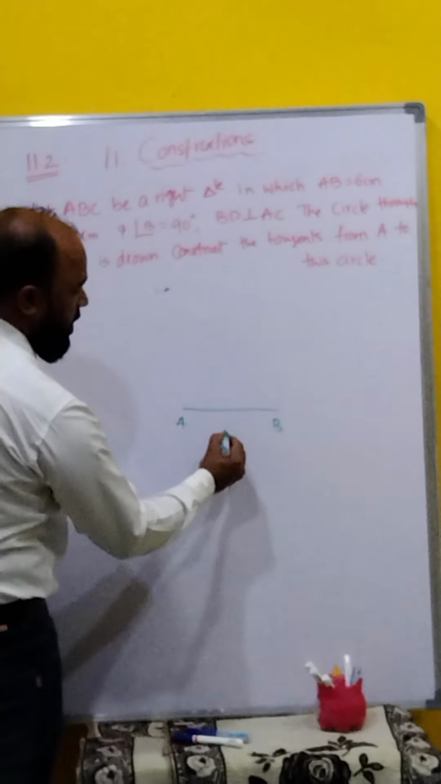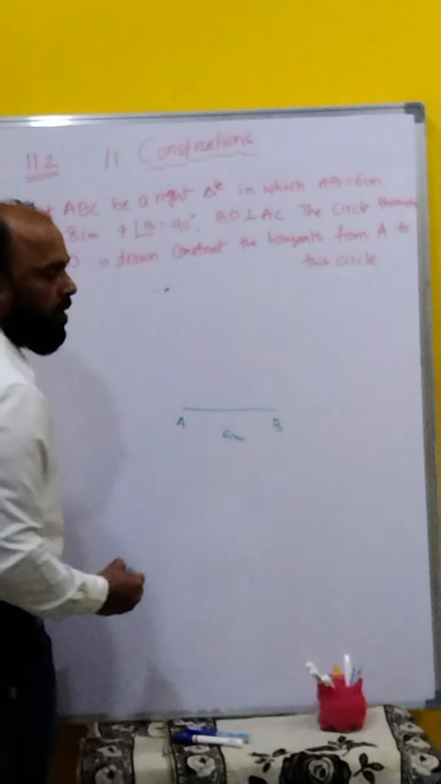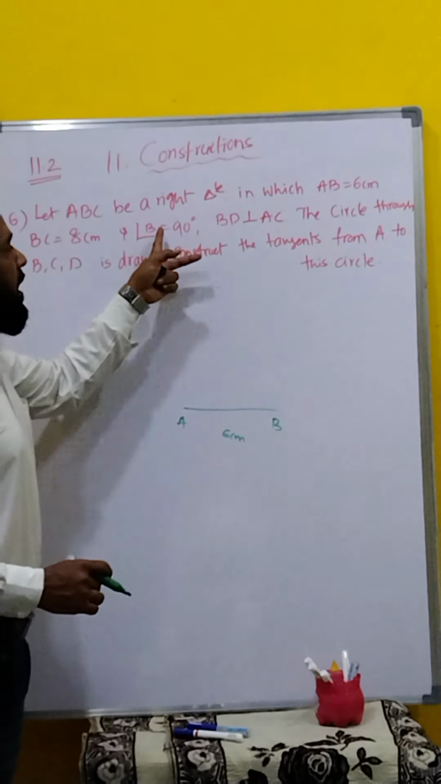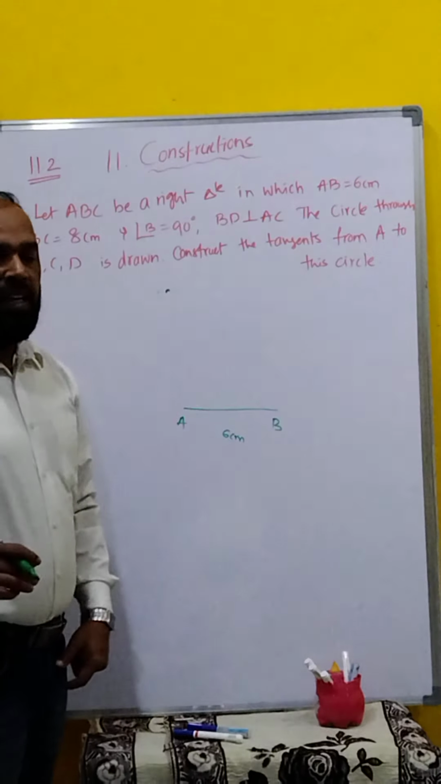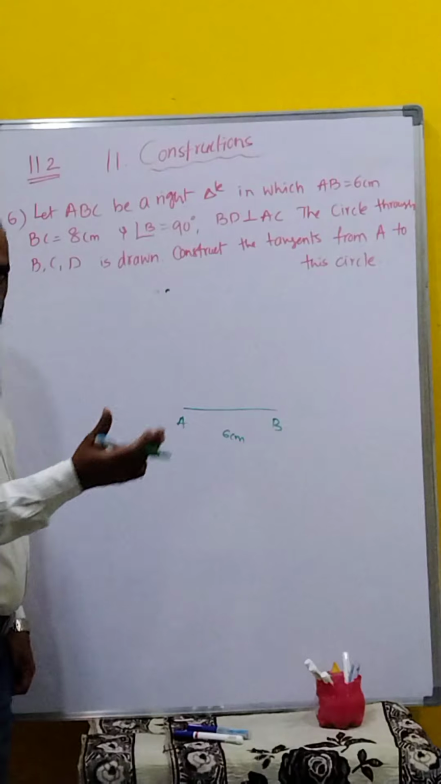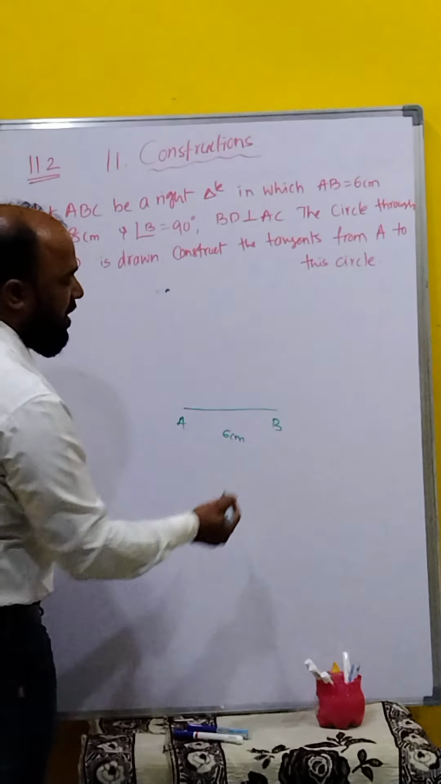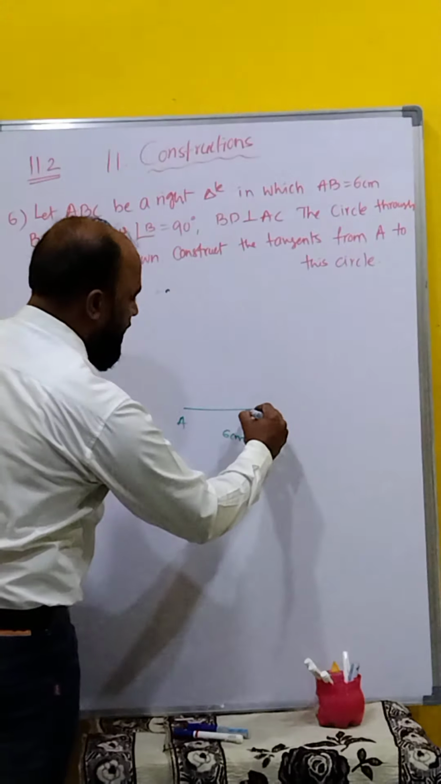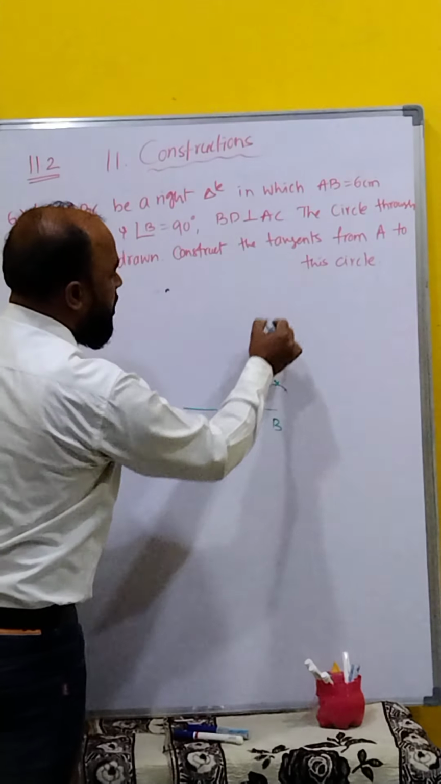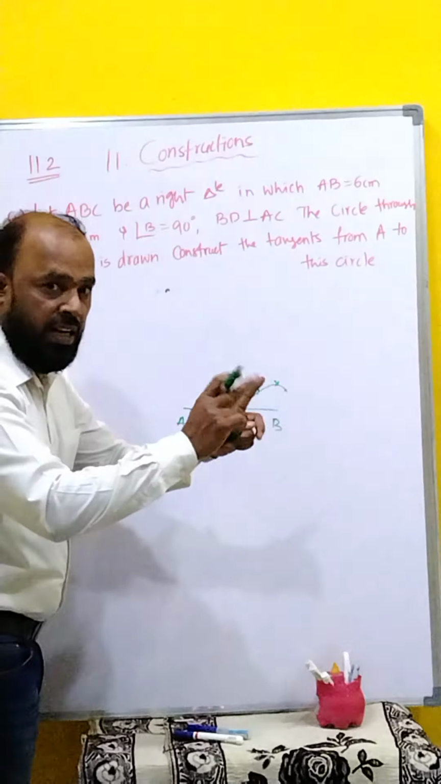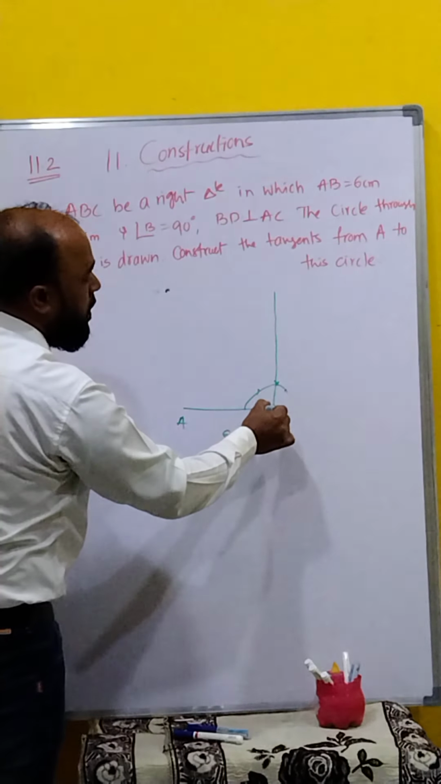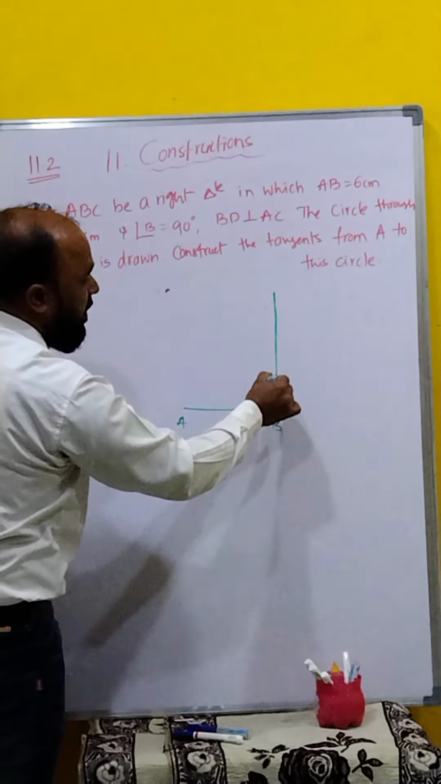AB is 6 centimeters. Now BC is equal to 8 centimeters, with a right angle at B, 90 degrees. Using the compass you have to draw. Otherwise you can go for the protractor also, that is up to you. Using the compass it is a little better. First 60 degrees, then 120 degrees, and then the middle of those two. It's a 90 degrees line.